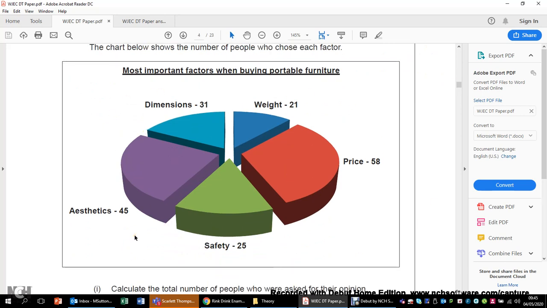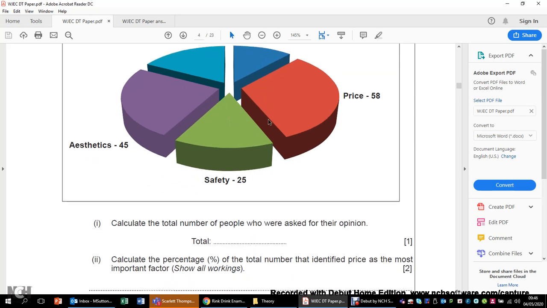but I suppose you could actually add all these up. So you can see here that we've got a number of chunks of this pie, and you've got the largest one just here is price. So unsurprisingly, the price factor is of big importance. Aesthetics then comes in. Now this is an interesting one because we're not even talking about how well it works. For me, I always think about the actual function of the product, how well it works. And we're not even seeing that on here, but there you go. Safety was 25, dimensions, how big it was 31, and weight was 21.